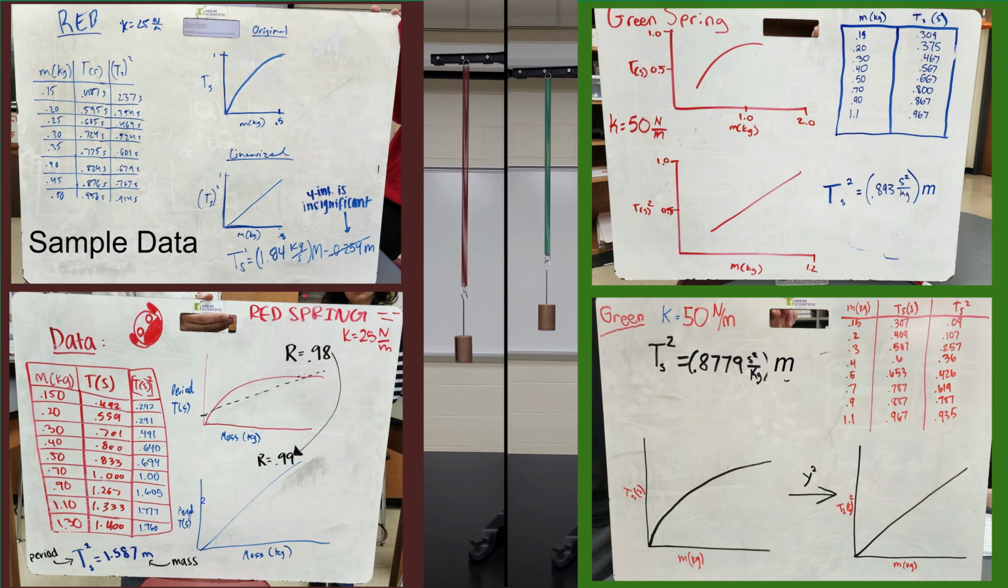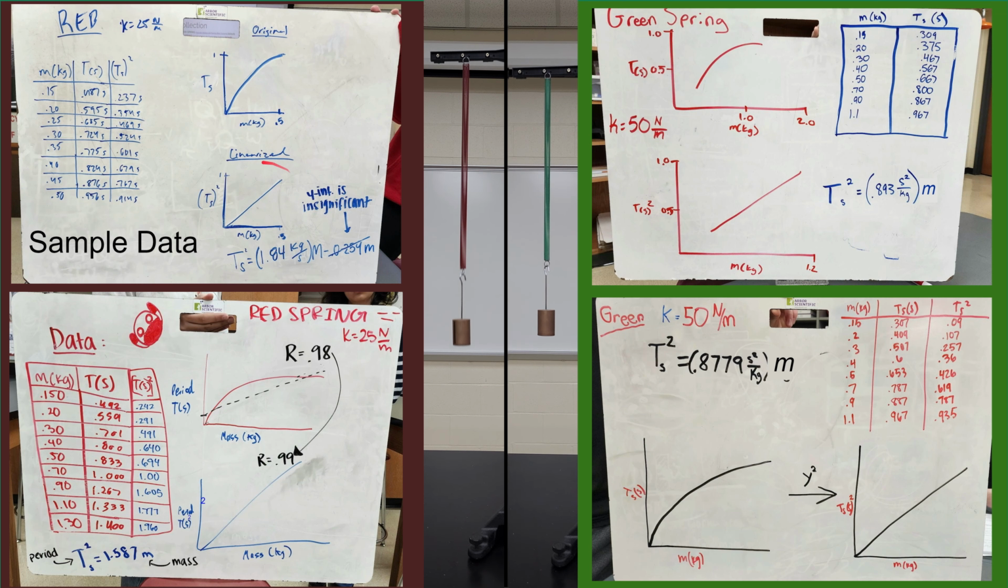So just comparing some groups that used the red spring to the green spring, we found that when we graphed period versus mass, so as mass increases, we looked at period, all of the groups found that we had a side-opening parabolic relationship, so it wasn't linear. So as mass increased, the amount of time it took to go through one cycle did not increase in a linear way. When we looked at the green spring, that was also the case.